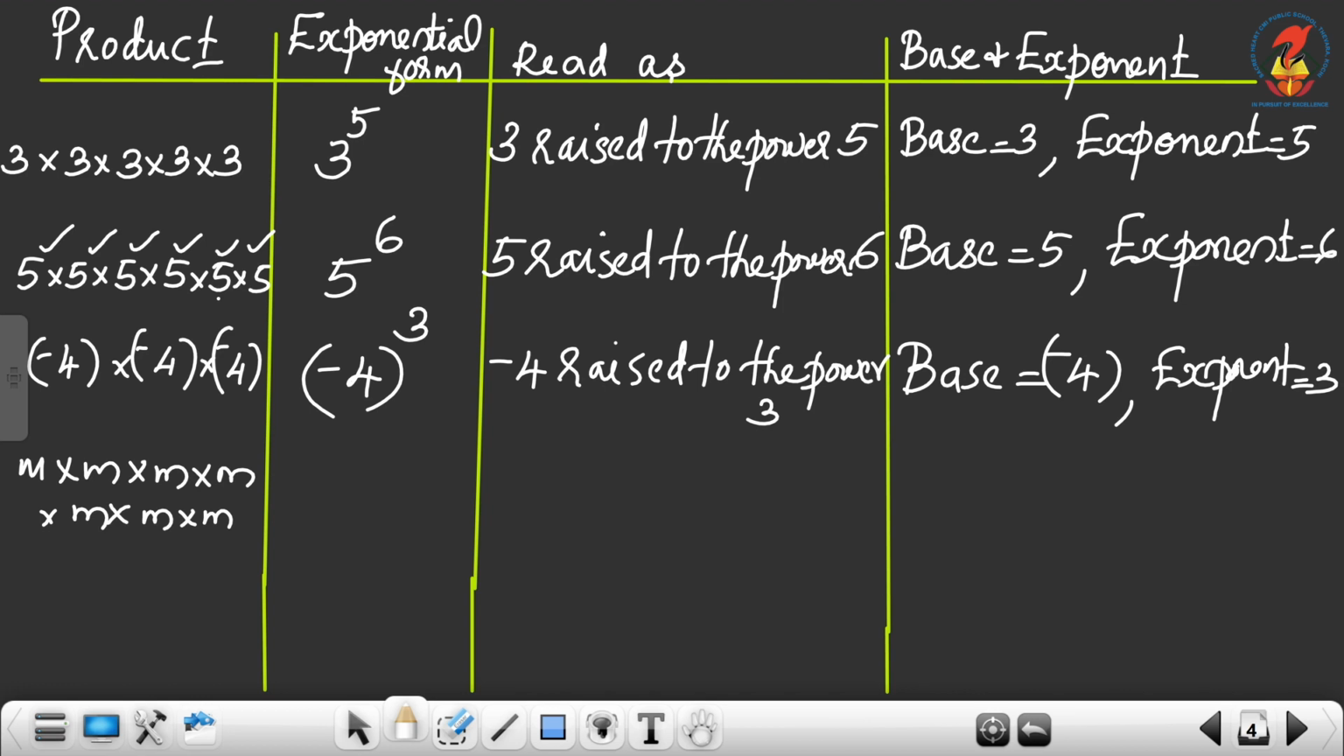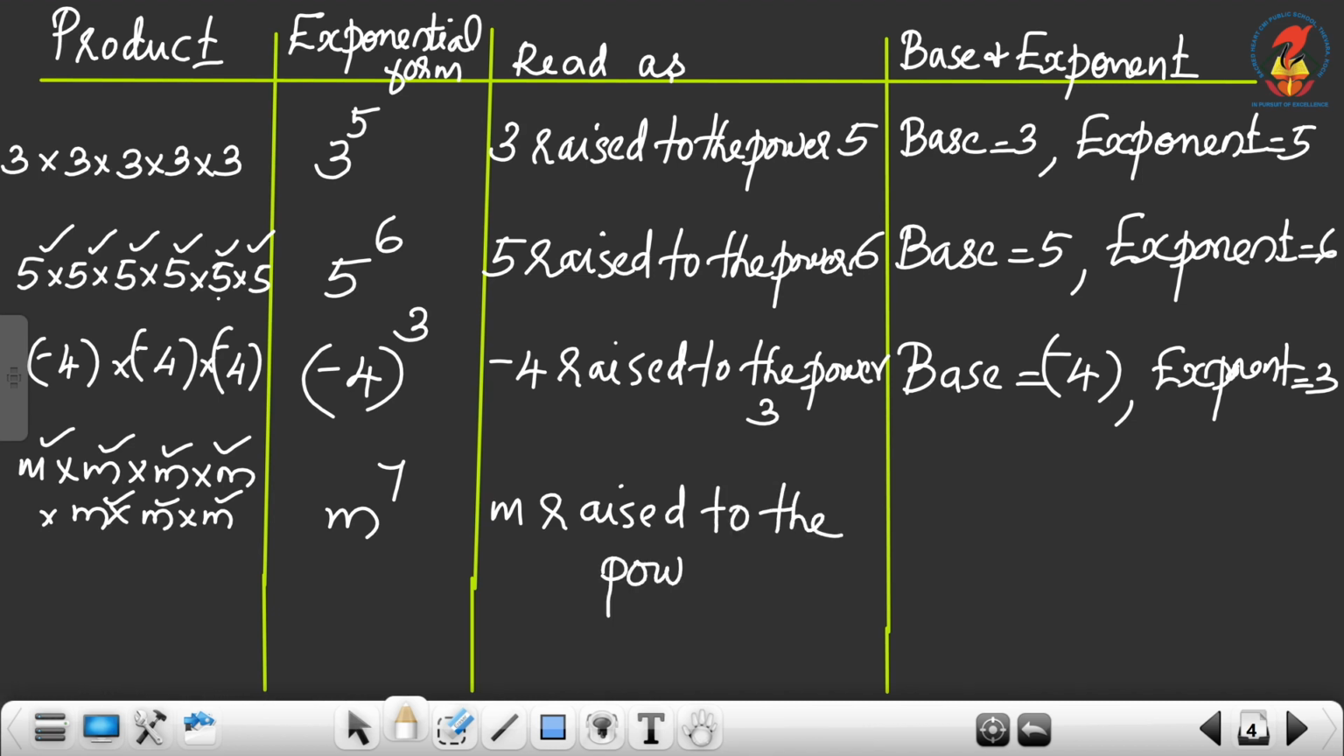Now, instead of integers, here we selected the variable m. m into m into m into m into m. Here m is multiplied by itself how many times? 1, 2, 3, 4, 5, 6, 7 times. So first you write m, right hand side up, write 7. How can you read this? m raised to the power 7. Here in m raised to 7, what is the base? Base is m and the exponent is 7.